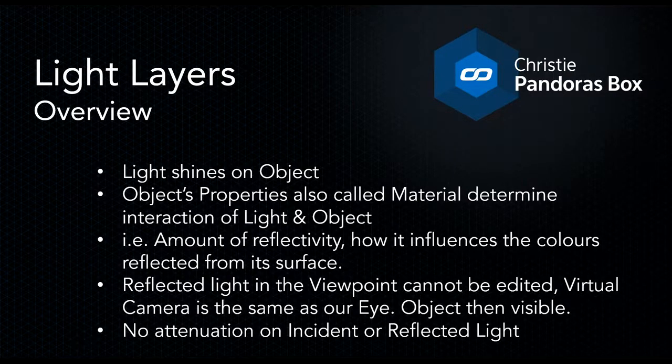An object's property is also called its material, and it determines the interaction of the light. For example, if you're looking at a shiny, metallic object, there could be a color shift between the incident light and what is reflected off of it. Again, the amount of reflectivity depends on different objects, and the reflected light in the viewpoint cannot be edited.